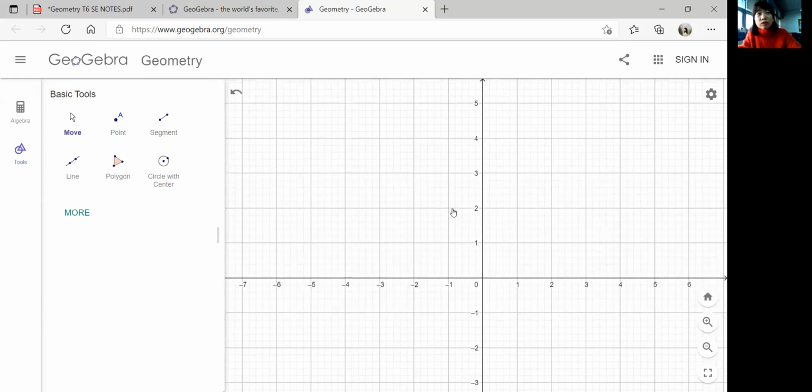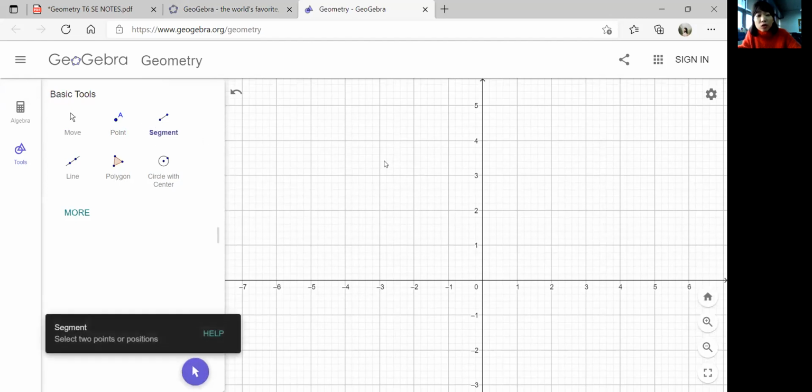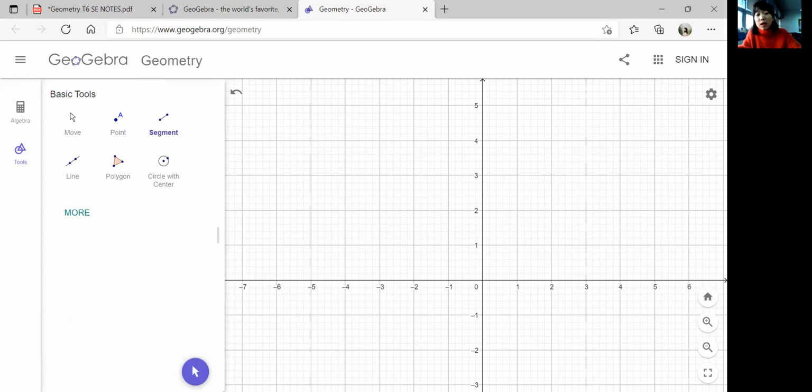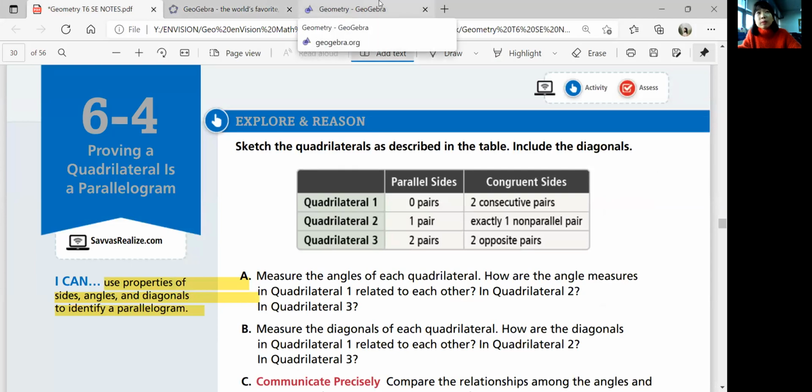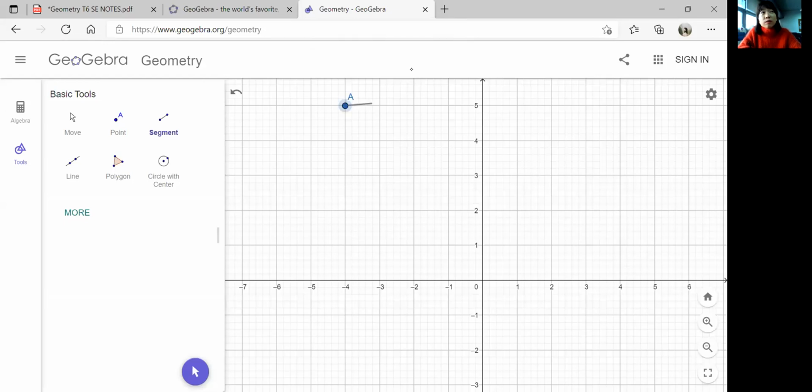So let's try drawing quadrilateral 1. I'm going to draw a segment. You need to have 0 pairs of parallel sides. None of them are parallel, but you have 2 congruent pairs. All sides need to be congruent to another side. 2 consecutive pairs, which means they need to be connected. Consecutive lines are right next to each other, so they're adjacent. So you have 2 congruent sides, but the other pair of sides also needs to be congruent, but they cannot be parallel to them.